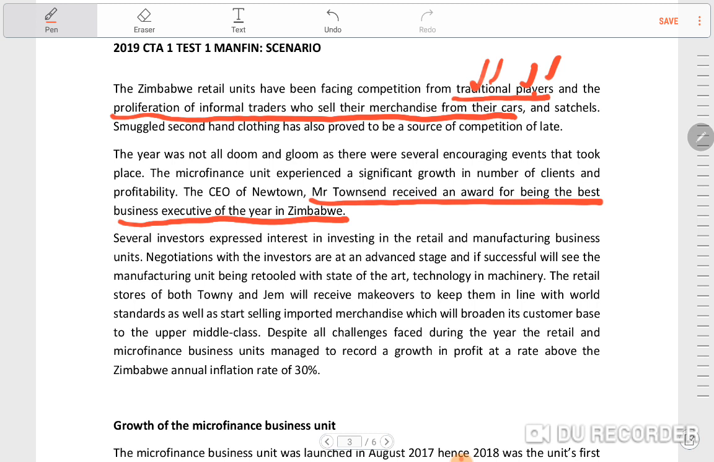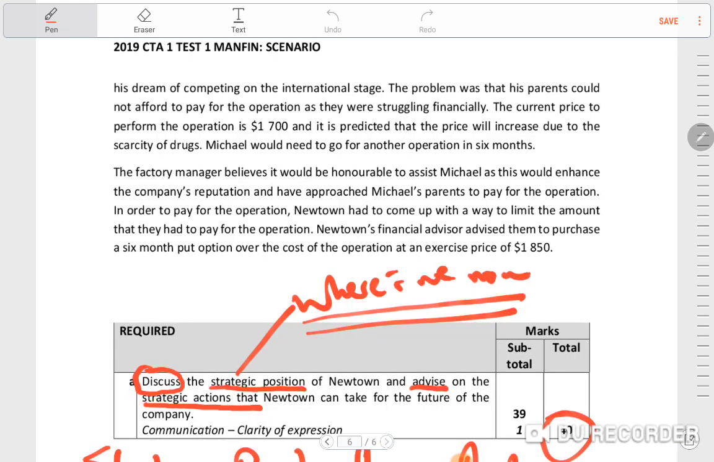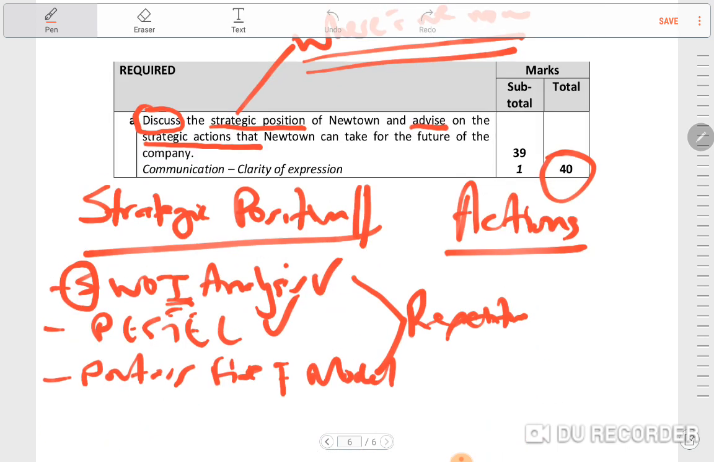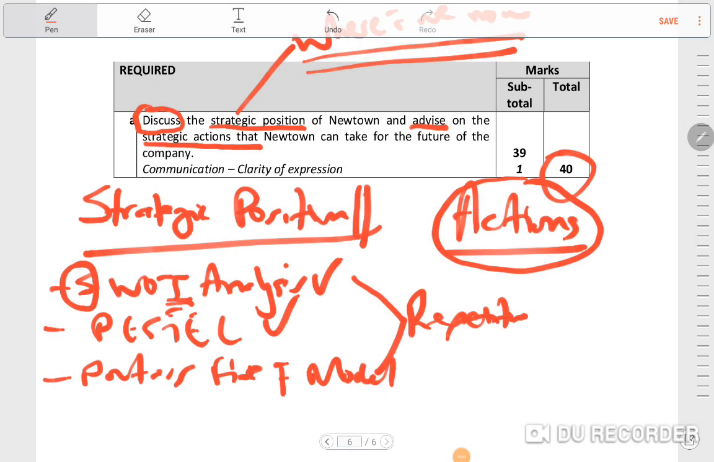Okay, so now that we have looked at the strategic position, the big question was where most of you really encountered huge challenges, which was now on the actions. So we did the strategic position analysis, but then when we went to the actions, we totally forgot about the strategic position analysis that we had done, which meant that our actions were totally divorced from Newton's current strategic position. And that's why we ended up coming up with this generic comment to say Newton should follow a market development strategy. But specifically, what do you want them to do?